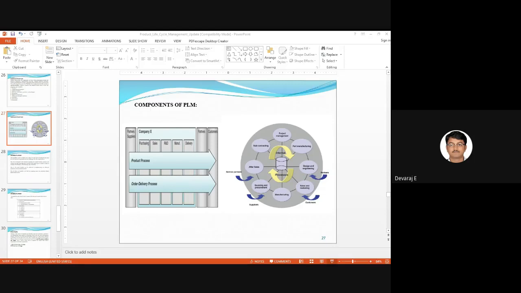Here you can see the left side indicates the partner suppliers and the right side indicates partners and customers. Partner suppliers is nothing but subcontractors. If a company is not able to manufacture the product, as I told you, we will give it to others to complete the task. That is called partner suppliers.